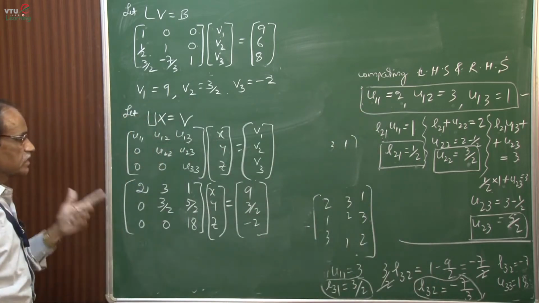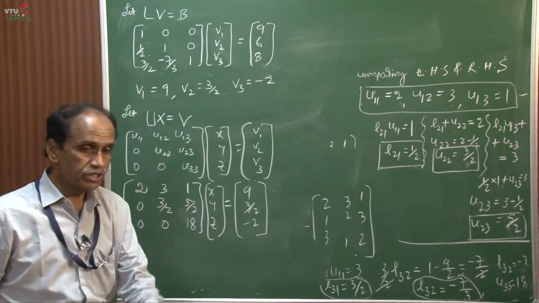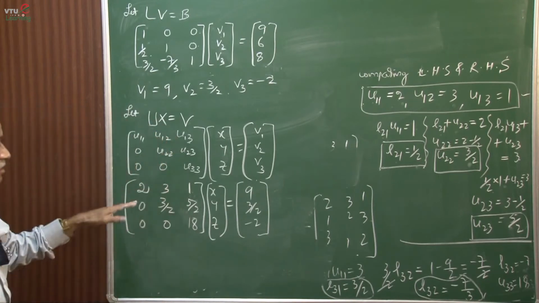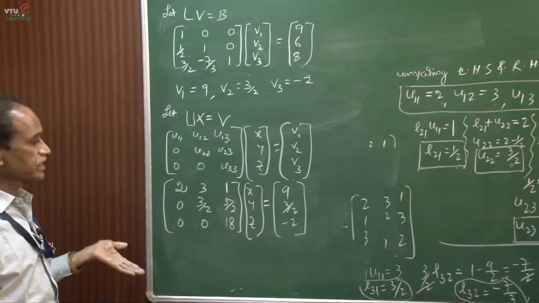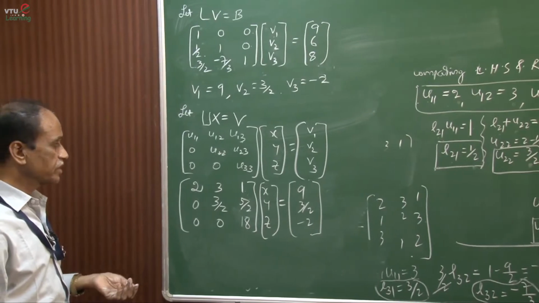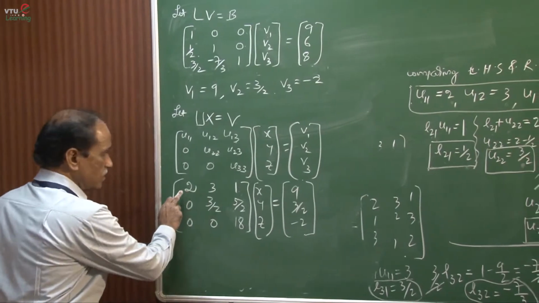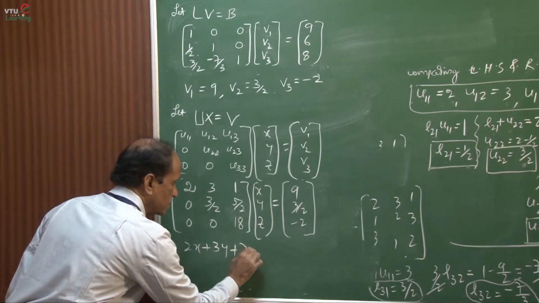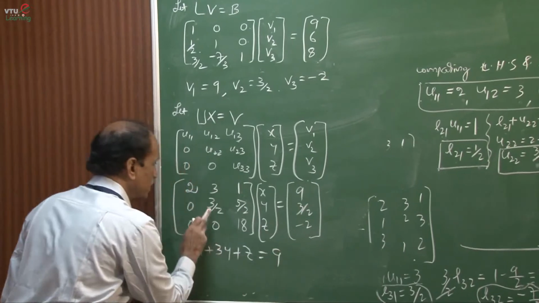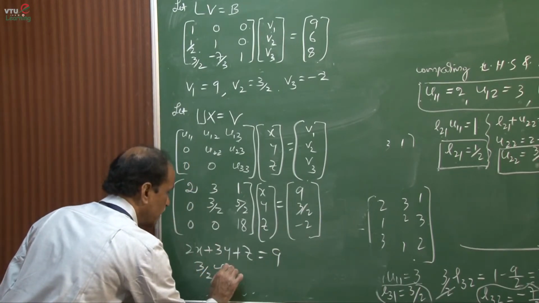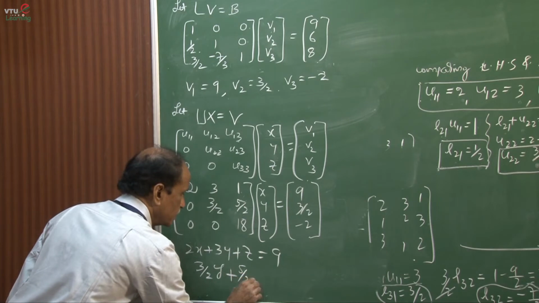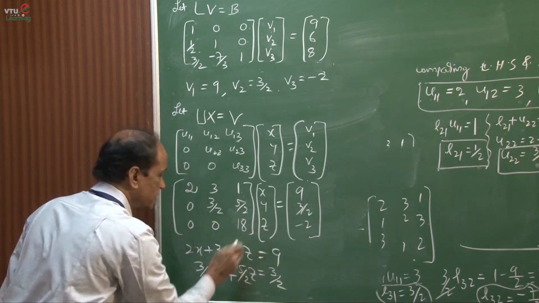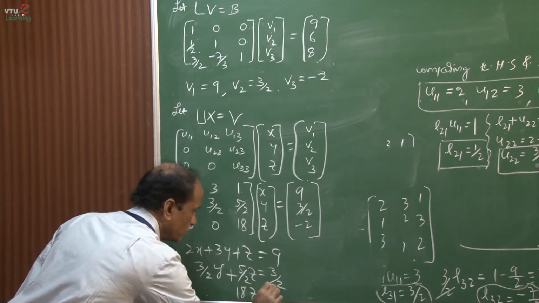Now, what is z? You have to make a back substitution. That means all the three equations you have to construct. They are just like consistency what we did in elementary row operation, same type. Now, this row is transferred to equation: 2x plus 3y plus z equal to 9. Next equation 3 by 2 y plus 5 by 2 z is equal to 3 by 2, and the last equation is 18z is equal to minus 2.